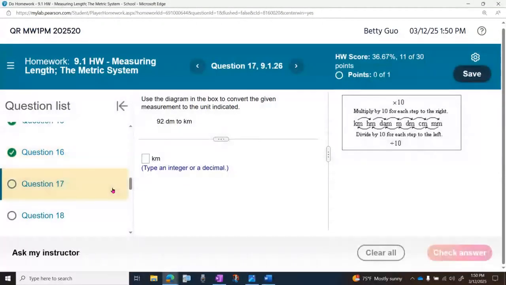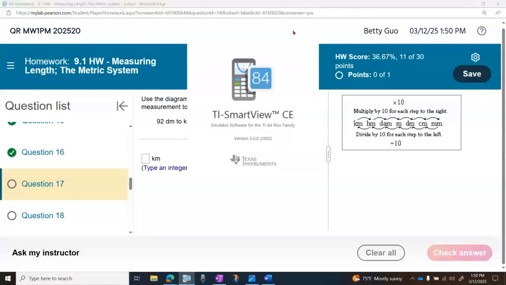Number 17. From DM to KM. DM is here, KM is all the way to the left end. From DM to KM, 1, 2, 3, 4, right? Do it again. DM to KM, 1, 2, 3, 4. 4 times to the left. So you move the decimal point to the left 4 times, or you can just divide the number by 10 four times.